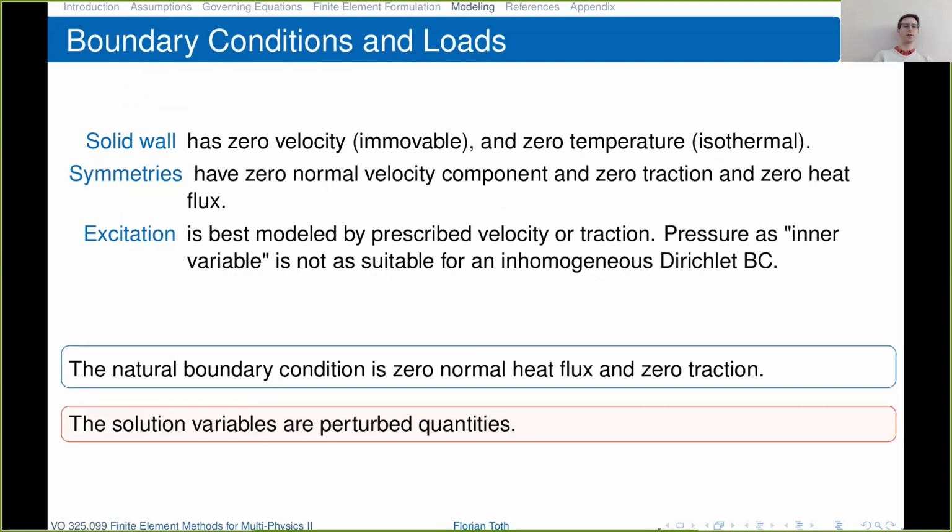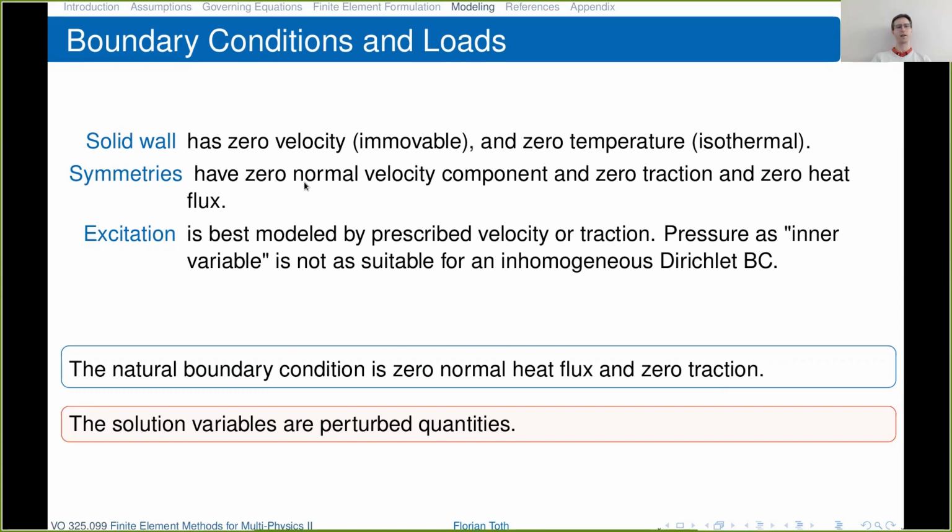As far as boundary conditions and loads are concerned, in physics we usually have a solid wall as a boundary of our domain. There we want to prescribe a no-slip condition of zero velocity. The wall is immovable, and typically we prescribe zero temperature there, since we consider only the perturbations in the temperature in our formulation, and the thermal conductivity of the solid is usually much larger than that of the fluid, so it is almost staying at constant temperature. So zero temperature variation here is a good assumption.